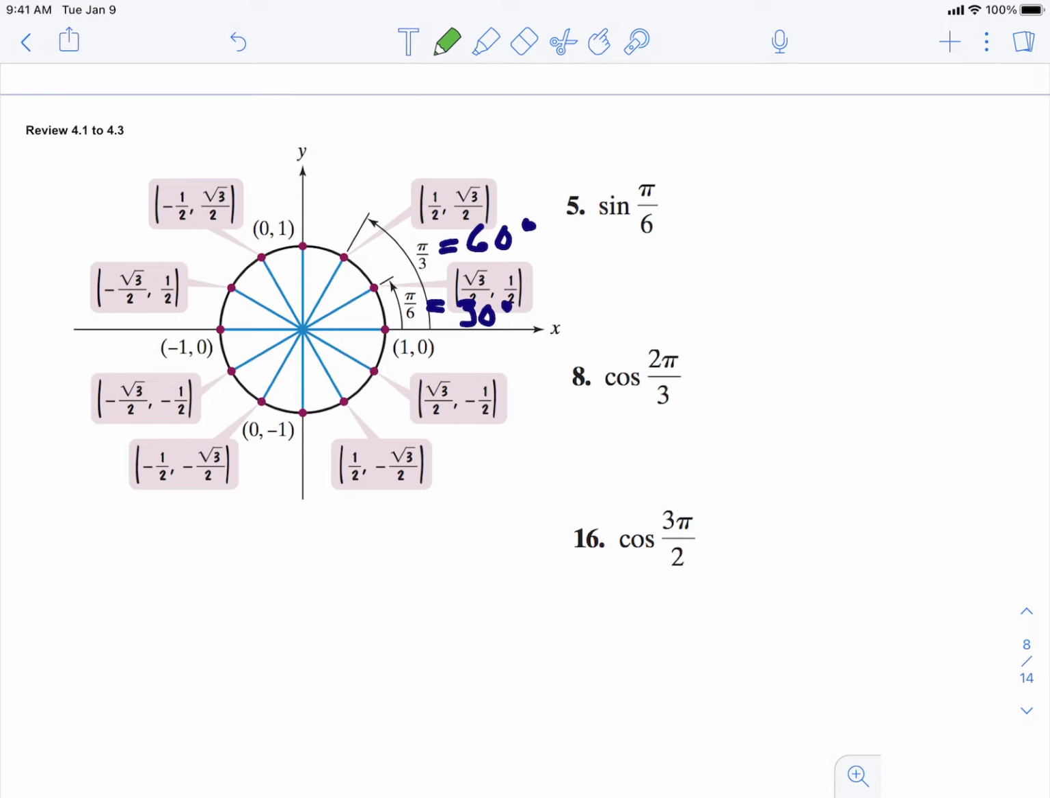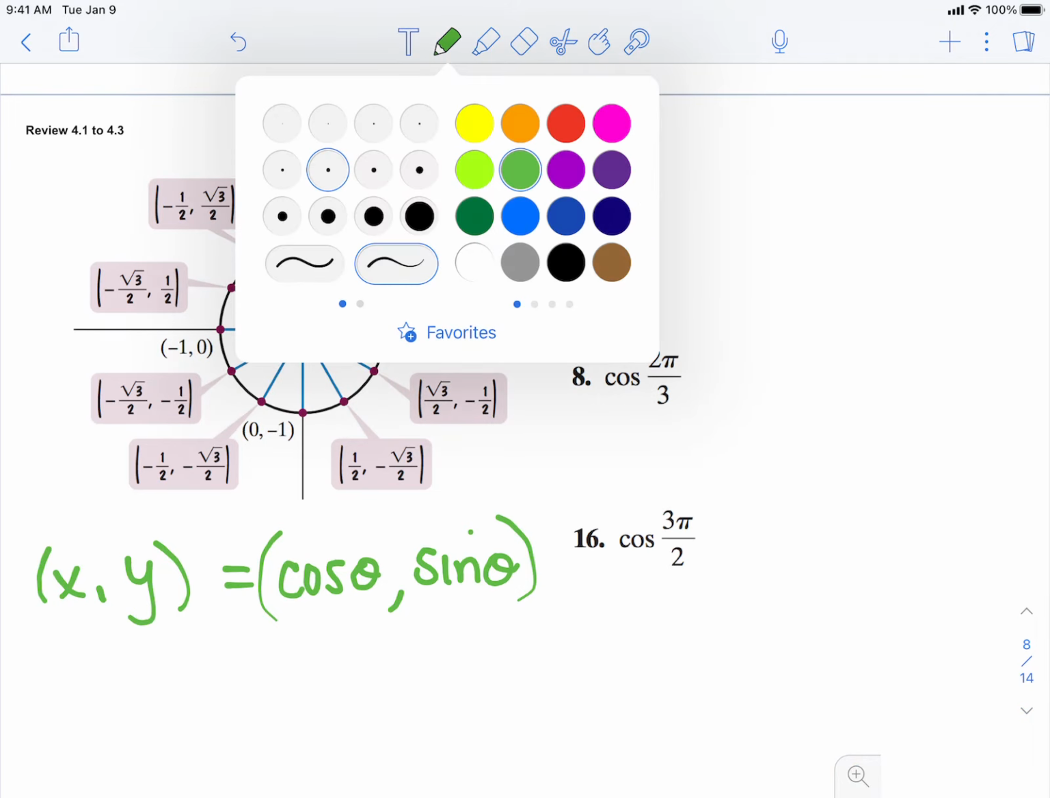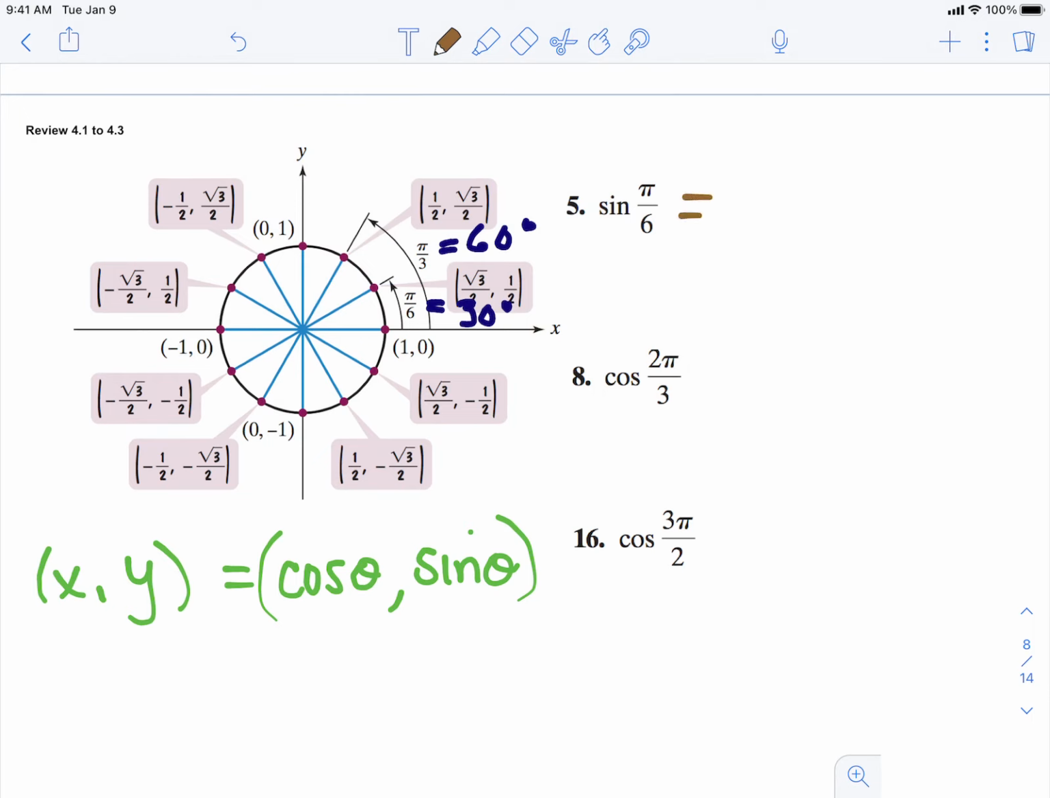Remember, on the unit circle, the point x, comma, y is the cosine value and the sine value on the unit circle. So if we want to find the sine of pi over 6, we're looking for the y-coordinate of pi over 6. So here is pi over 6, and that y-coordinate is 1/2. So the sine of pi over 6 exactly is 1/2.